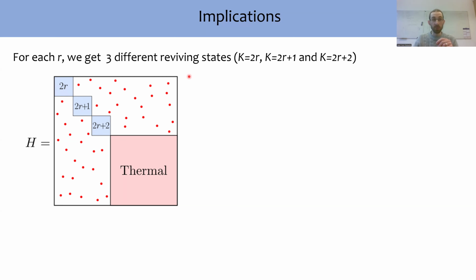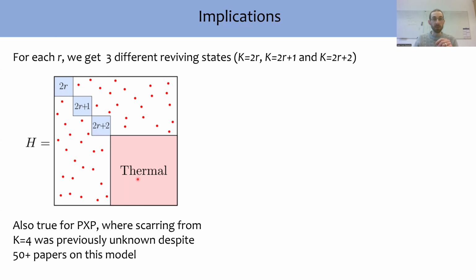And the fact that we have 3 different reviving states is also true for PXP. For PXP, we have scarring from the k equals 4 state, which was never found in the literature despite 50 plus papers on the model. People knew about Z2, they knew about Z3 and its entangled counterpart, but there was no result showing that some state with unit cell 4 was also revived.